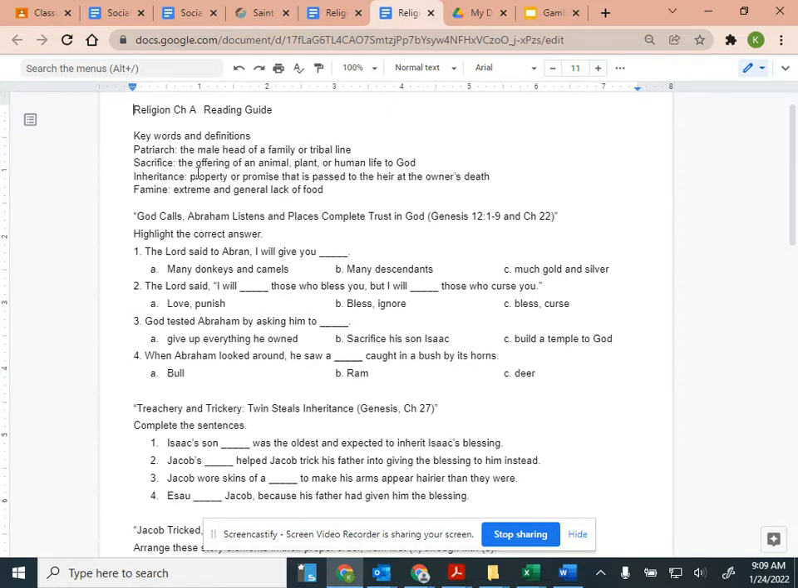A sacrifice is the offering of an animal, plant, or human life to God. Inheritance is the property or promise that's passed to the heir at the owner's death. And famine is extreme and general lack of food. So we have those different words that are going to come up in the Bible as we are reading.